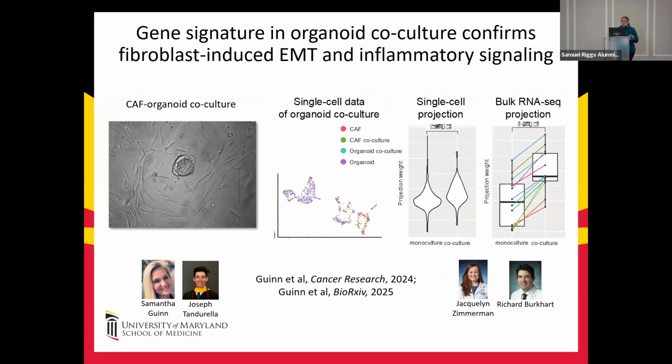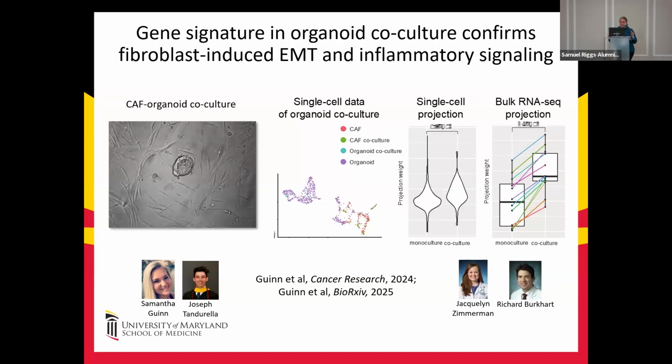I was fortunate that there was a graduate student, Samantha Gwynn, who was in the labs of Jackie Zimmerman and Rick Burkhart, and she had developed a very elegant organoid co-culture model of CAFs and organoids that we were able to then look at in isolation. What happens if you have just the tumor cells, just the epithelial cells? What happens if you have the fibroblasts? And then what happens if you bring them together? I realized the p-values did not convert from Mac to PC on the screen, but I assure you they are statistically significant if we convert in software.